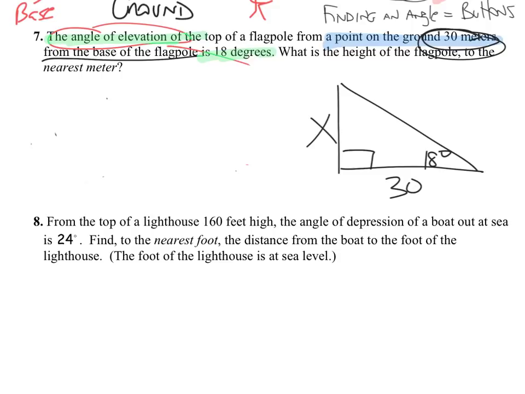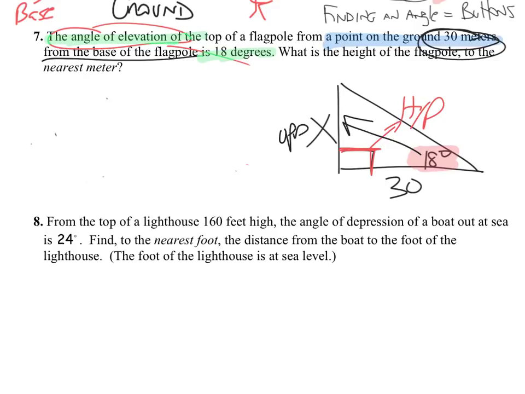I cleaned it up so we can do some math. So I'm first going to label the picture. My right angle, always opposite that is the hypotenuse. Trigonometry is always about the angle. So in this case, the angle is 18.